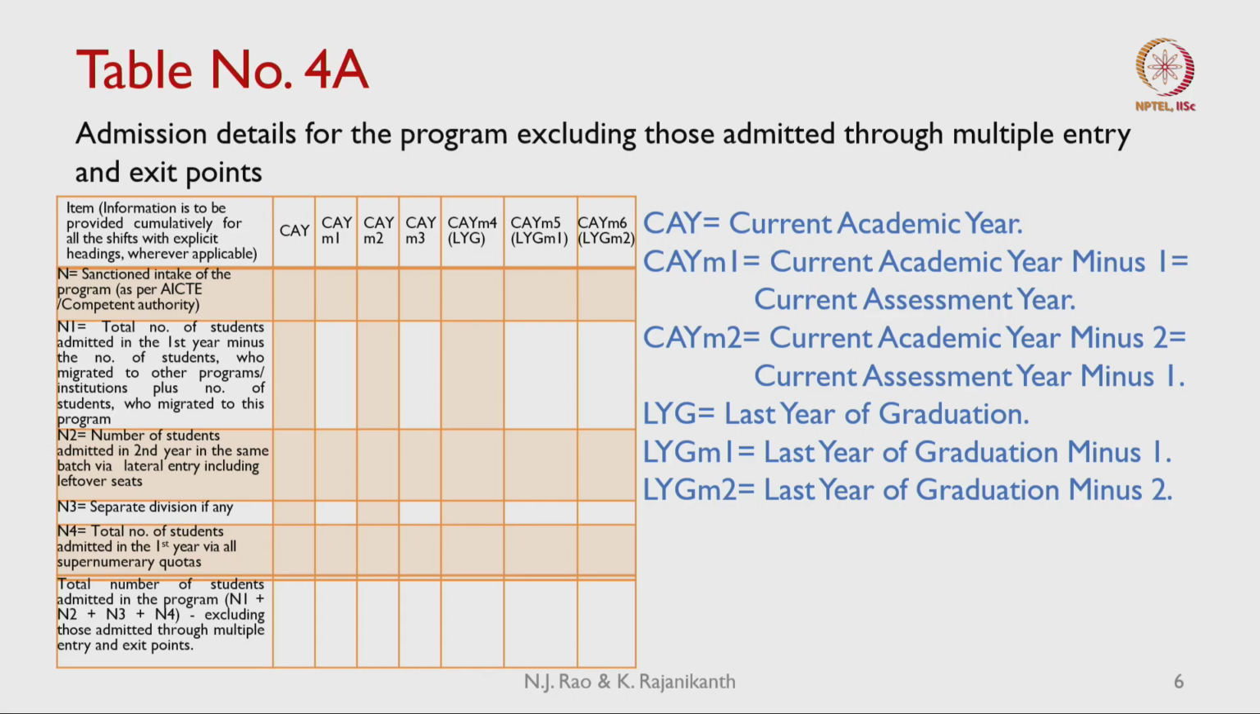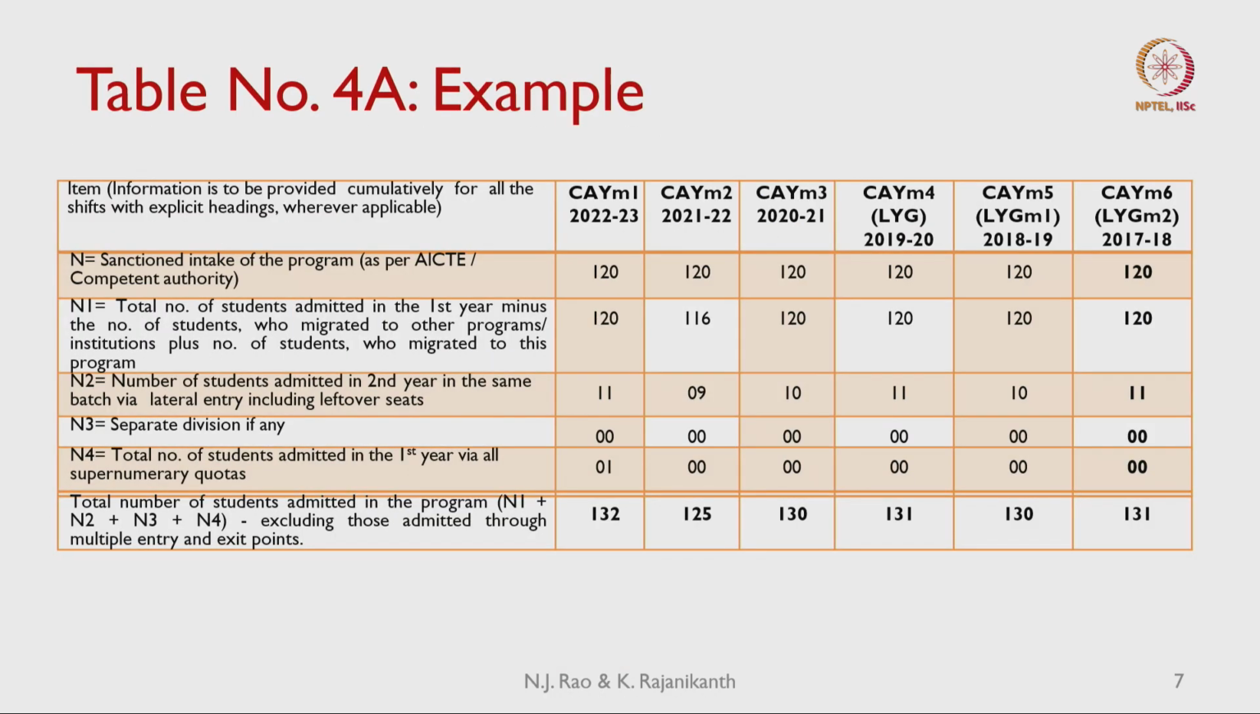Then total number of students admitted in the program, which is N1 plus N2 plus N3 plus N4. Of course, we have to exclude those admitted through multiple entry exit. This is already mentioned. There is an example given. I will not go through this example, but it is fairly straightforward. And if there are any difficulties or issues with understanding this kind of table, we can discuss it in the forum. Specifically, the kind of data that has been asked for is provided here as an example.